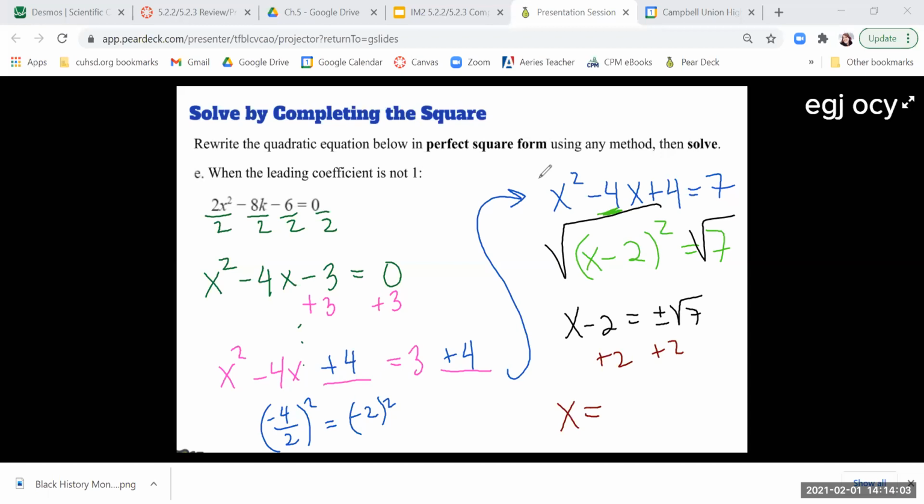And because that root 7 is there being all irrational, I'm just going to leave my answer in exact form like this. I can't combine root 7 and 2, so I just put them side by side. And I make sure I understand that this is 2 plus root 7 and 2 minus root 7. I have 2 solutions. And that is it.